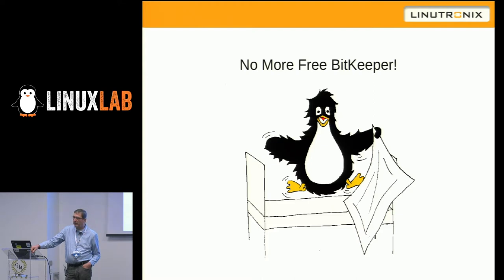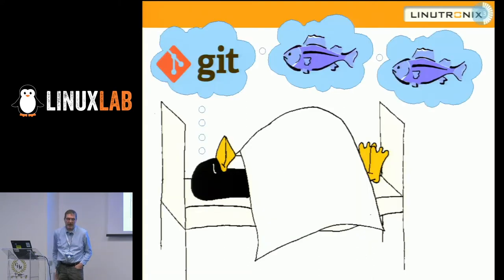So we ended up with no version control system again, which caused Linus to go away for a couple of weeks and not do any kernel development. So kernel development stopped completely. And he wrote Git.